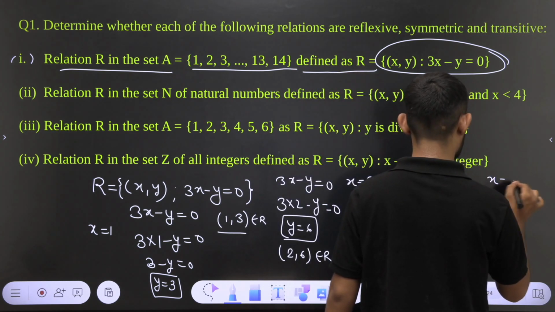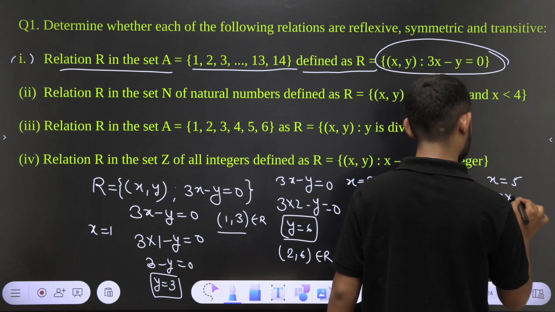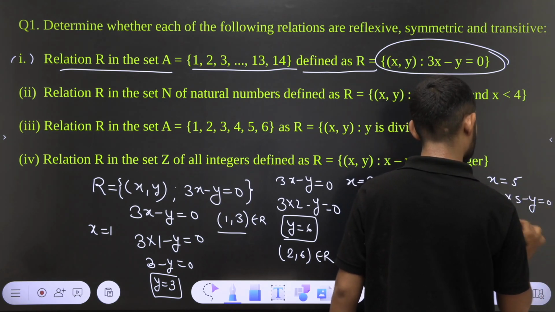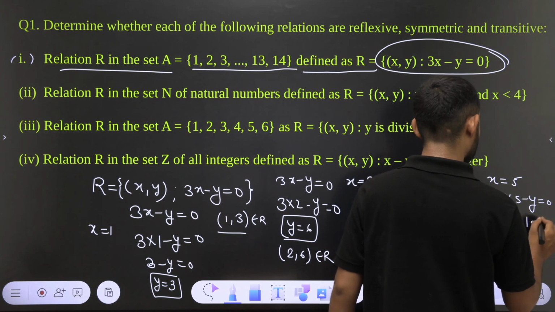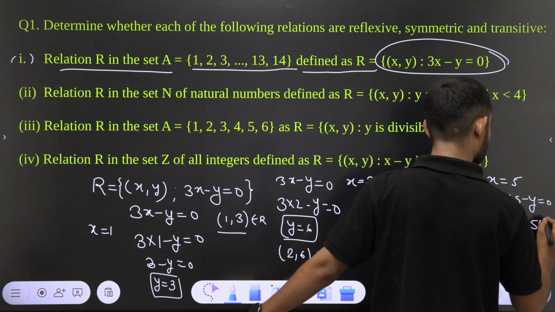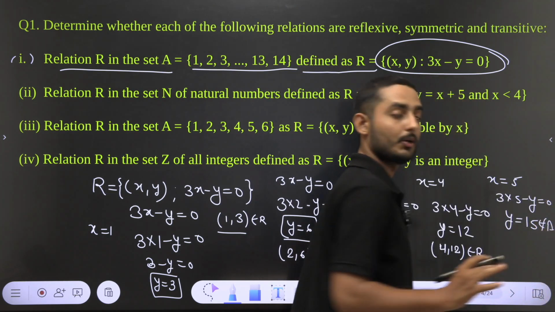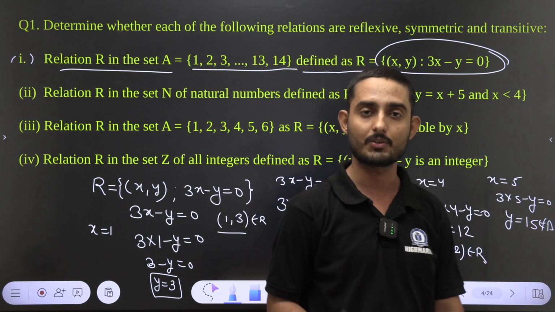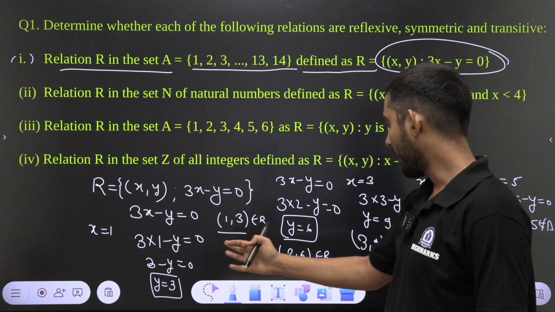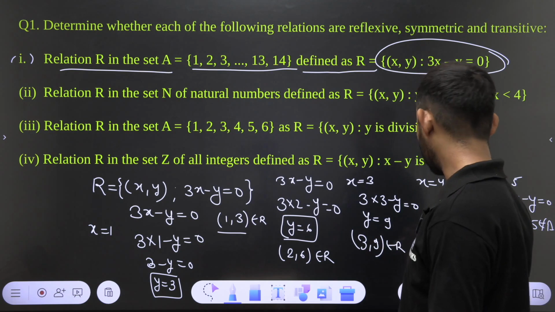For x equal to 5, 3 into 5 minus y equals 0. From here y equals 15, but 15 is not in the set A, so we can't say that (5, 15) is in the relation. That means (5, 15) does not belong to the relation. So there are only 4 elements: (1, 3), (2, 6), (3, 9) and (4, 12).